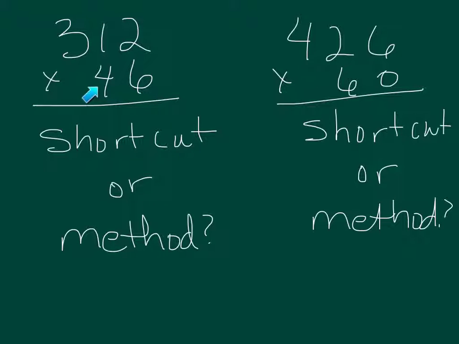You have to ask yourself, is this a multiple of 10? If I counted by 10, would I eventually land on 46? No? Okay. If I won't, then I need to use a method, either the lattice or big zero or area model or distributive. Alright, what about this next one? Is this a multiple of 10? If I counted by 10s, would I eventually land on 60? So yes. Since it is a multiple of 10, I can use that 0 shortcut. Alright, let's try another one.